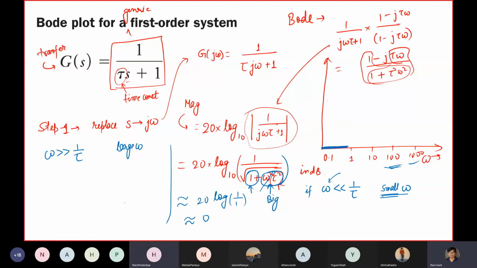But sir, if you take omega square common, then it would become 1 upon omega square plus tau square. And as you say that omega is so big, then 1 upon omega square we can assume as 0. Yes, you are coming to the same conclusion as I am. So this guy I can neglect, and then this would turn out to be 20 log 10 of 1 upon omega tau. That's it.